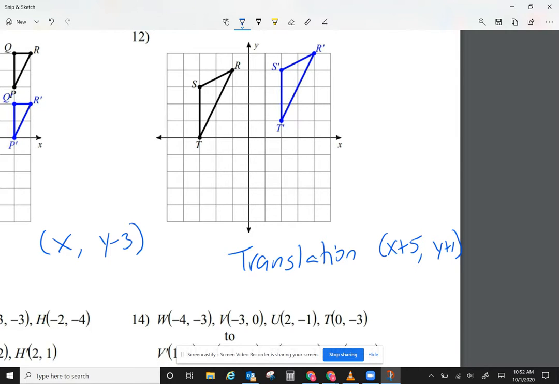Once again, I know I start with the black because the letters in black are just regular letters. And I know I finish with the blue because each of my letters in the blue have the little apostrophe. S prime, R prime, T prime.